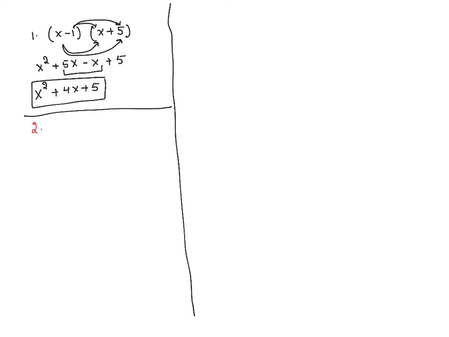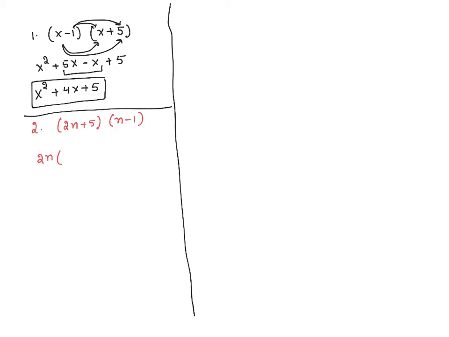Next is 2n plus 5 times n minus 1. This question I'm going to do with the distribution method, but you can use the FOIL method as well. I like the FOIL method. I want to do every question in the FOIL method, but in this one, just for the practice sake, I'm using the distribution method.